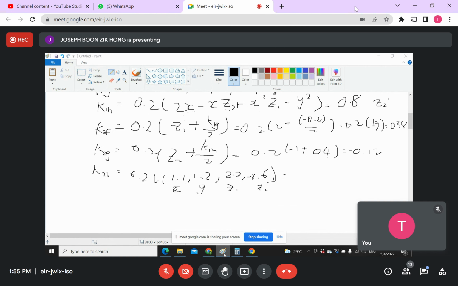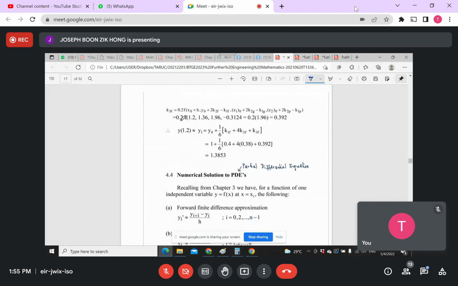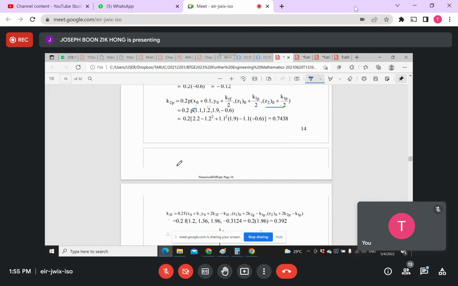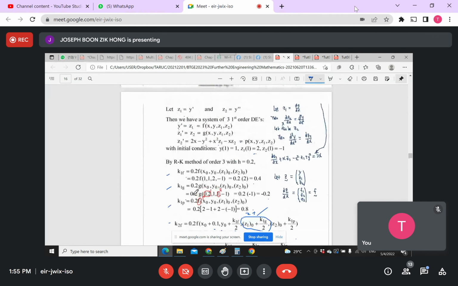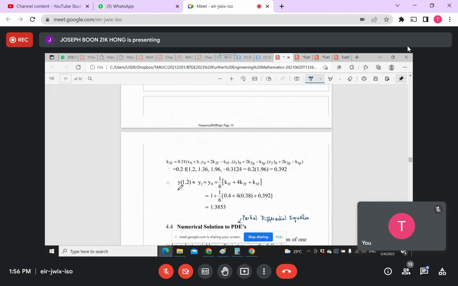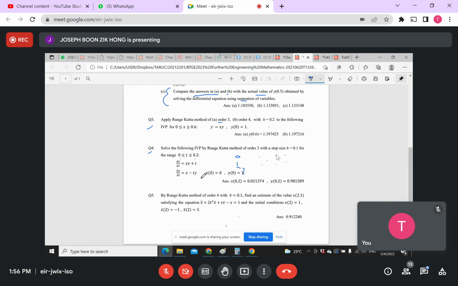So that means you will get K3F, K3G, K3H. But now you only need to find the Y at 1.2, so you do not need to find K3F and K3G. What you need is only K3H, because you only need to find this one. Now, you try to do the tutorial part. Later, I will explain by using the solution again.